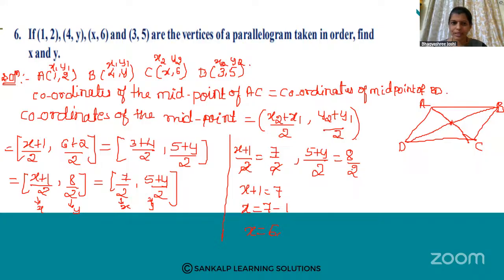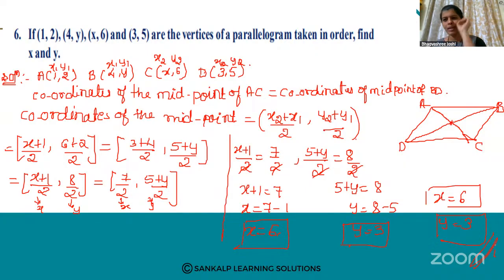We are finding the values of x and y. So the x value is 6 and the y value, here also 2 and 2 will get cancelled. 5 plus y is equal to 8. y is equal to 8 minus 5. y is equal to 3. That means the values of x and y are x equal to 6 and y equal to 3. This is for 3 marks.